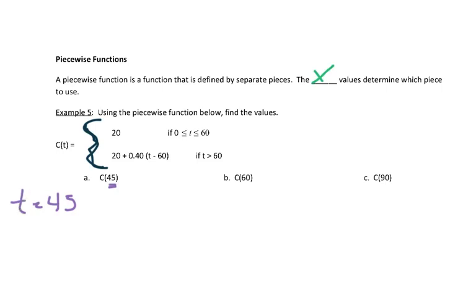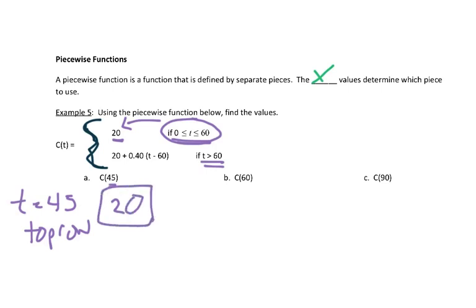Okay, so we have to look over here on the right hand side first to see whether we're using the top or the bottom row. 45 fits between 0 and 60, so we're using the top row. So that means that we look over here and we just copy what's here. And that's our answer.